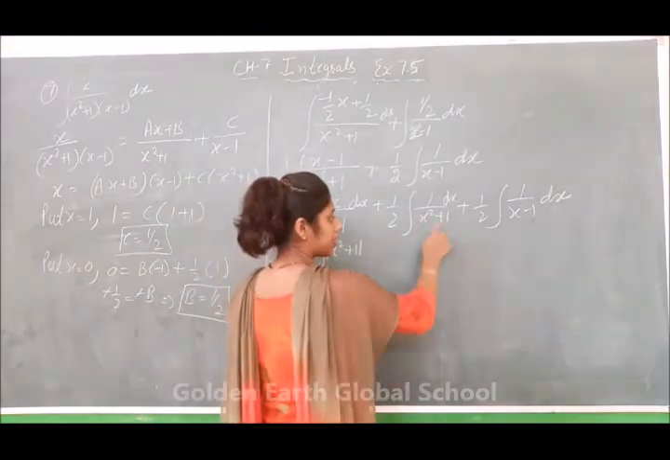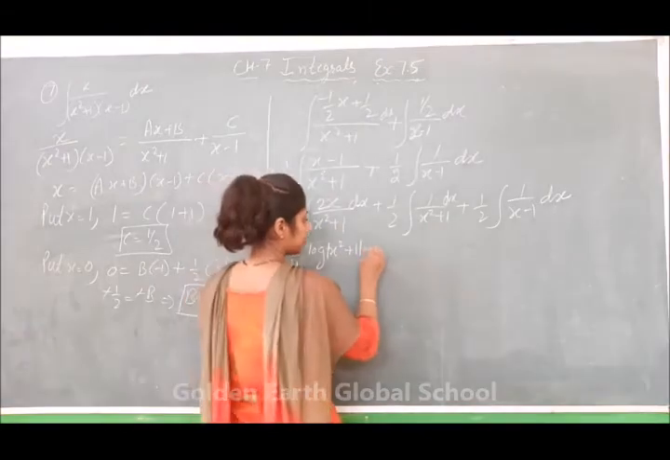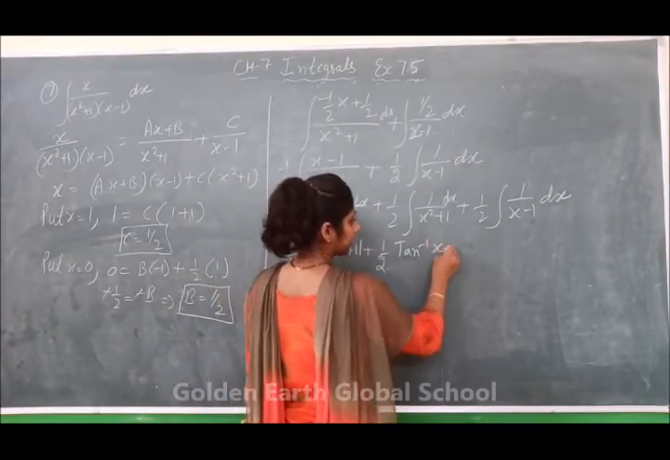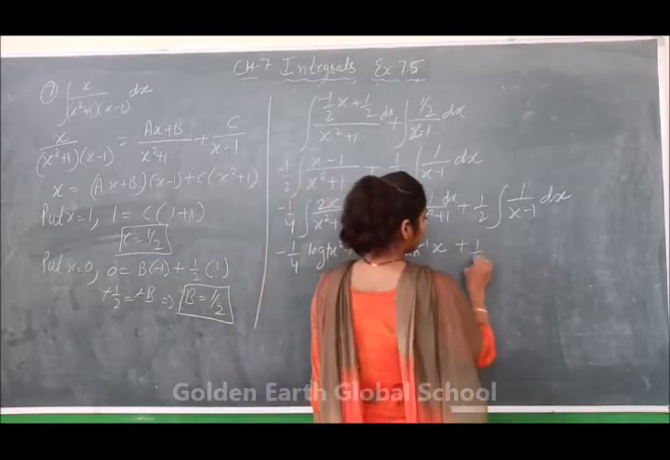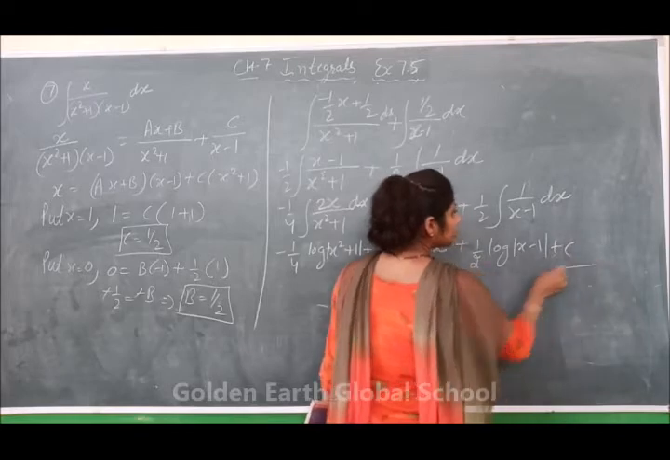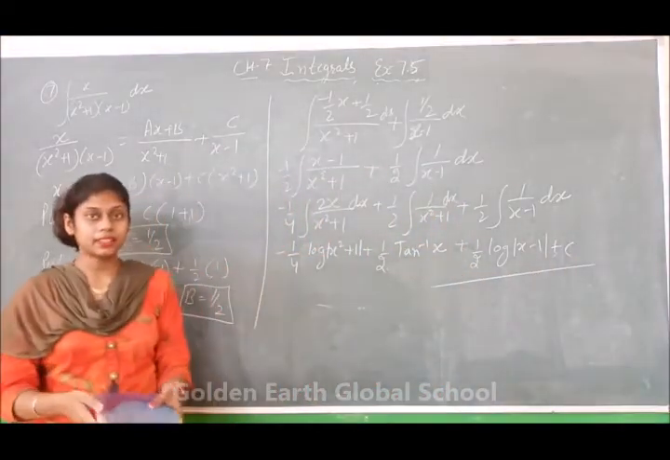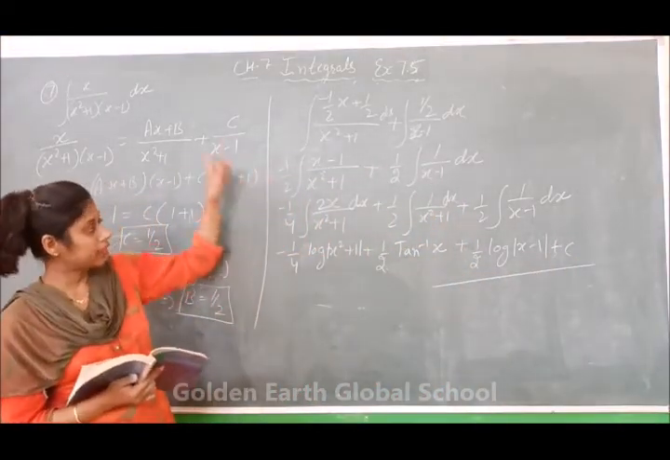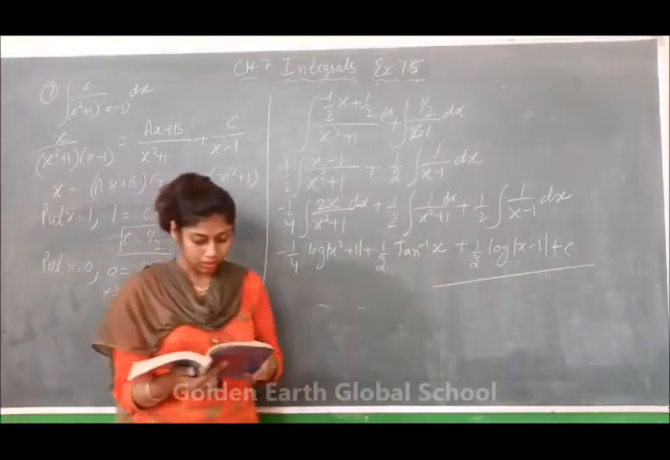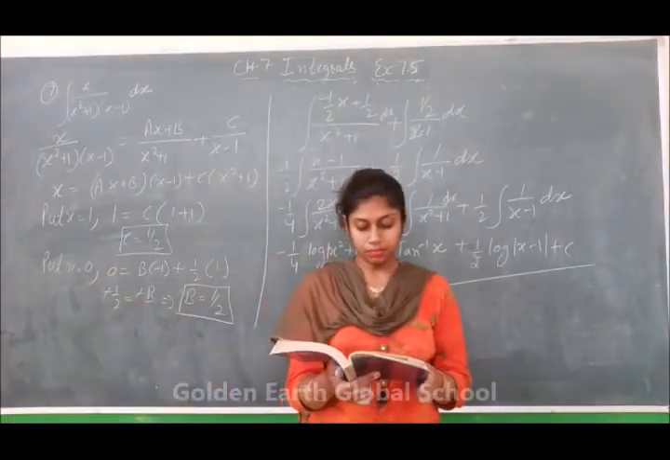What is the formula of x square plus a? It is 1 by 8 tan inverse x. Here 1 by 2 log of x minus 1. So this is your complete answer. This is how to take the integration of all the terms. Clear? So questions up to 14 are the same.